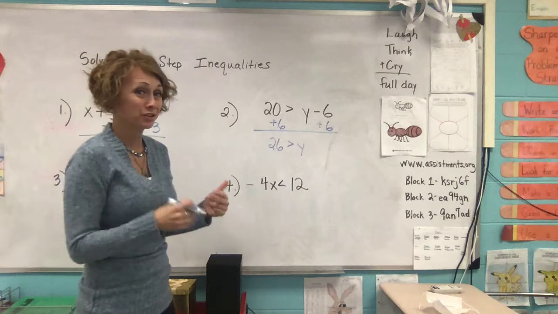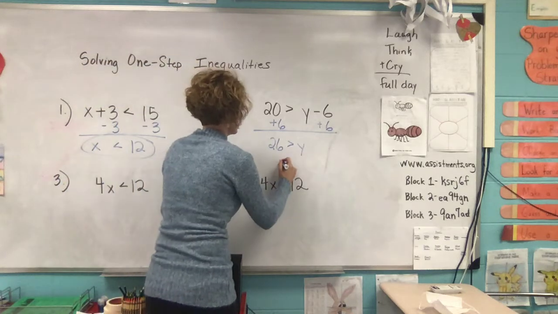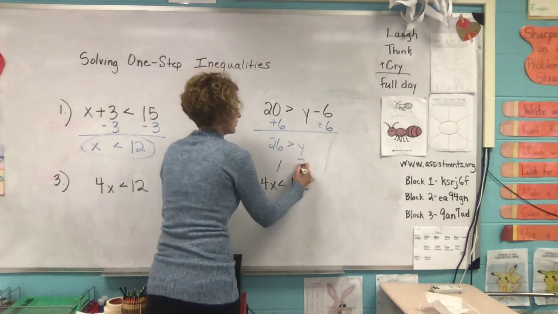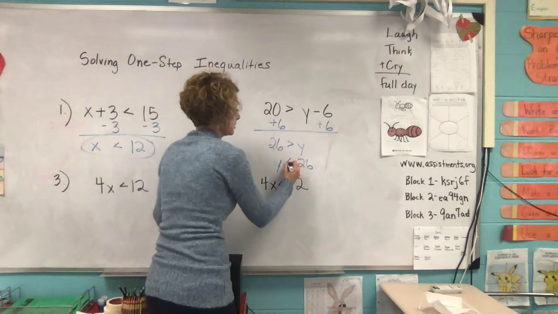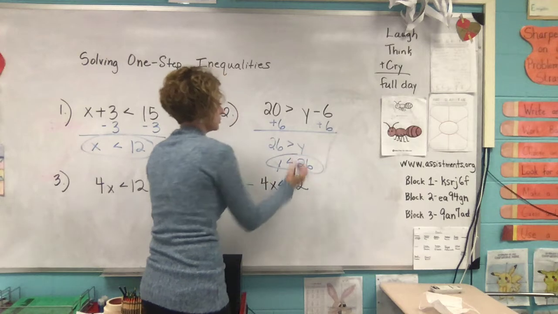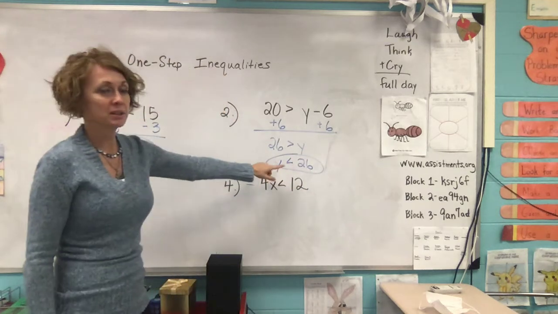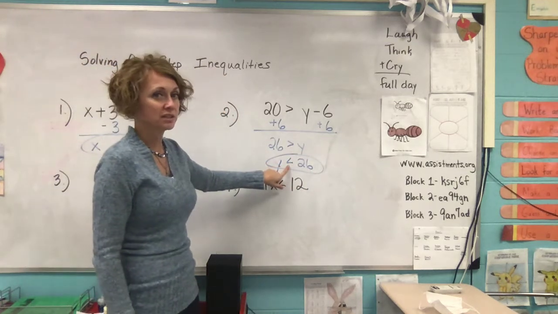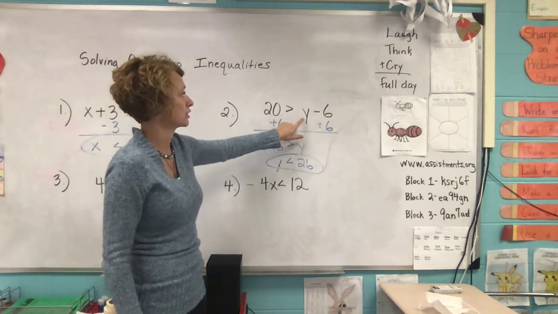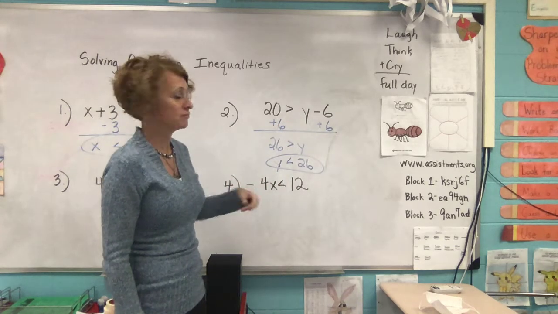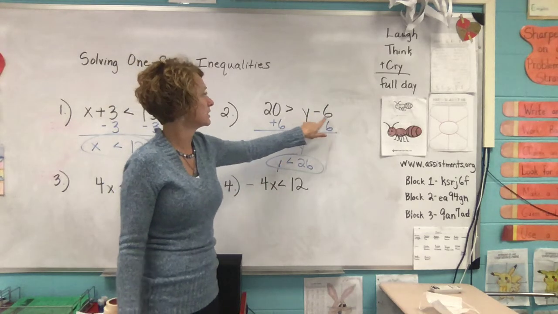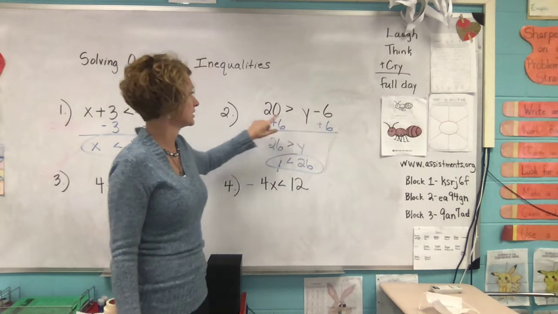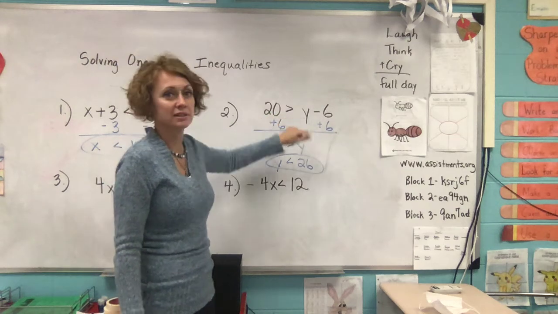So I could reverse that and write it like this, where I bring y over to the left and write 26 over to the right, and my inequality still needs to be pointing to the 26. So what this means is any numbers that are less than 26, I can plug in up here to give me a true statement. So if I pick, say, 25, 25 minus 6 is 19. Is this a true statement? Is 20 greater than 19?